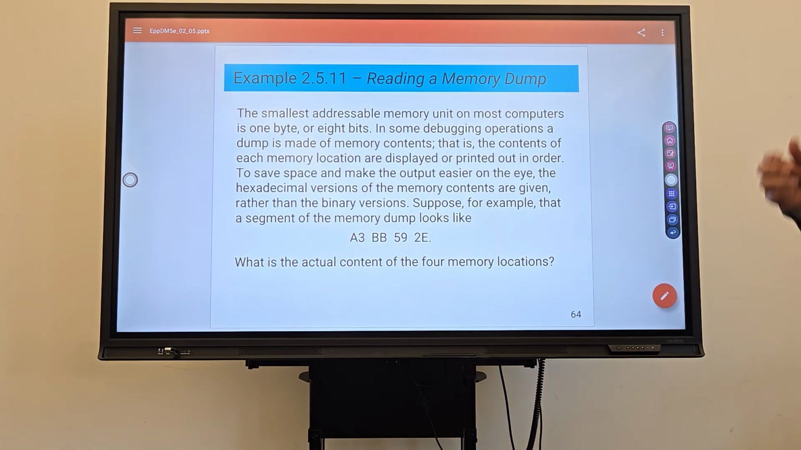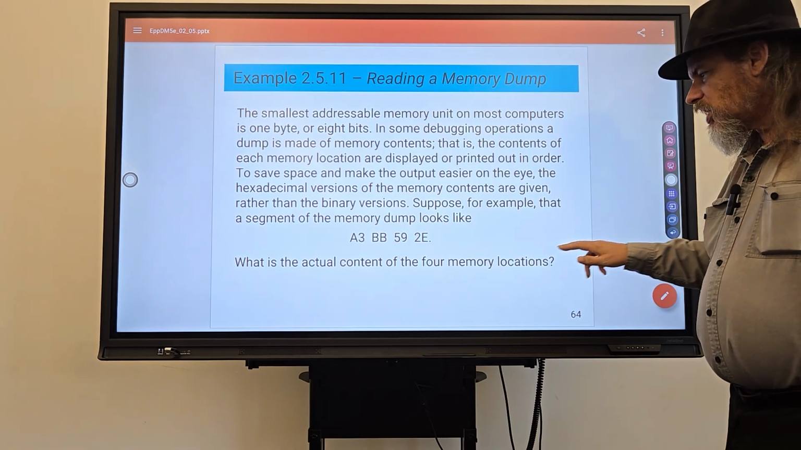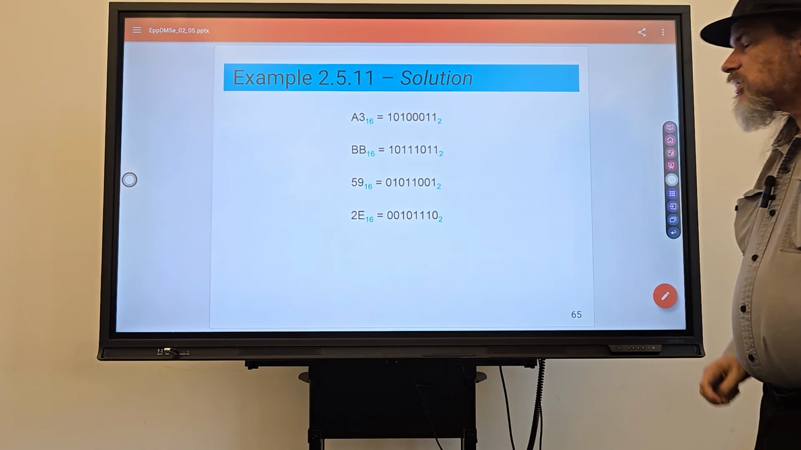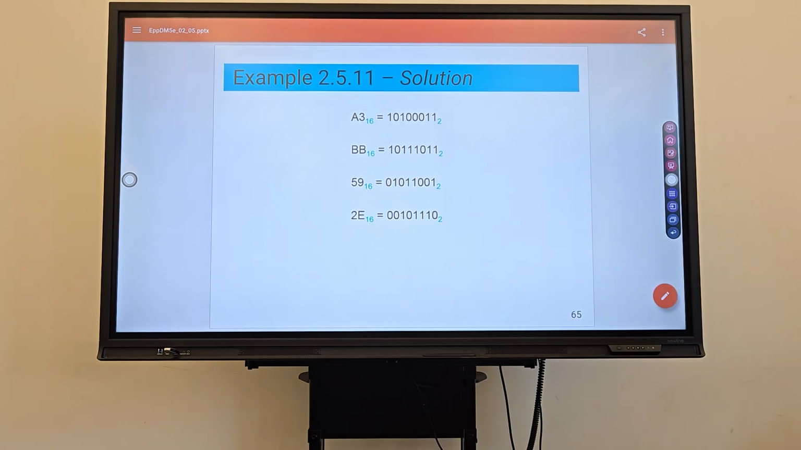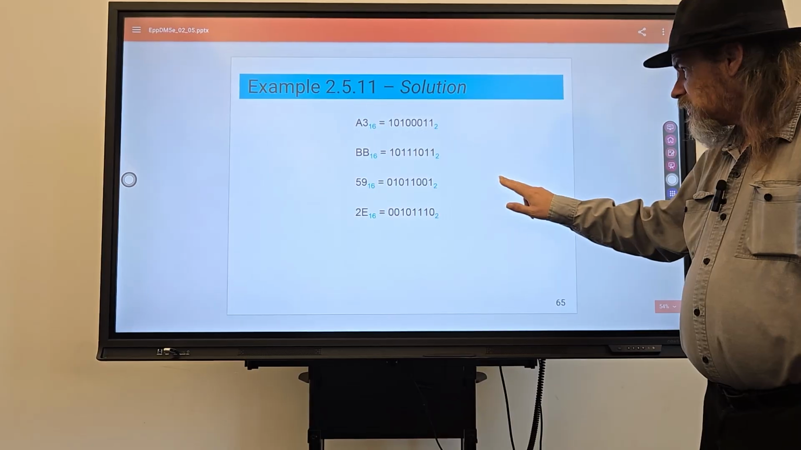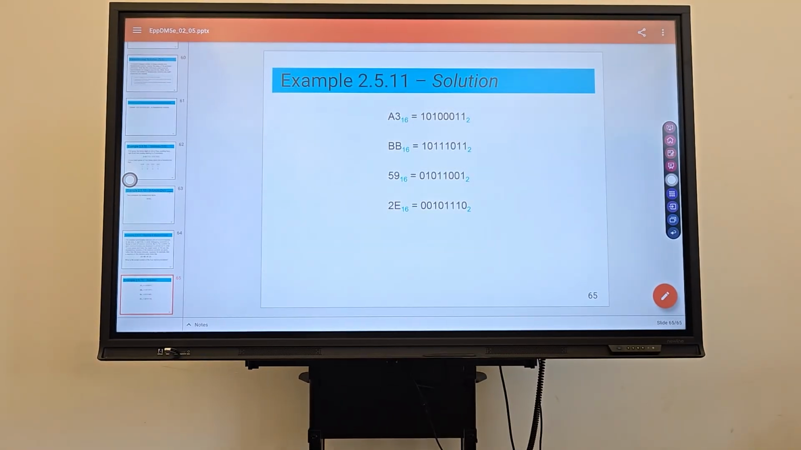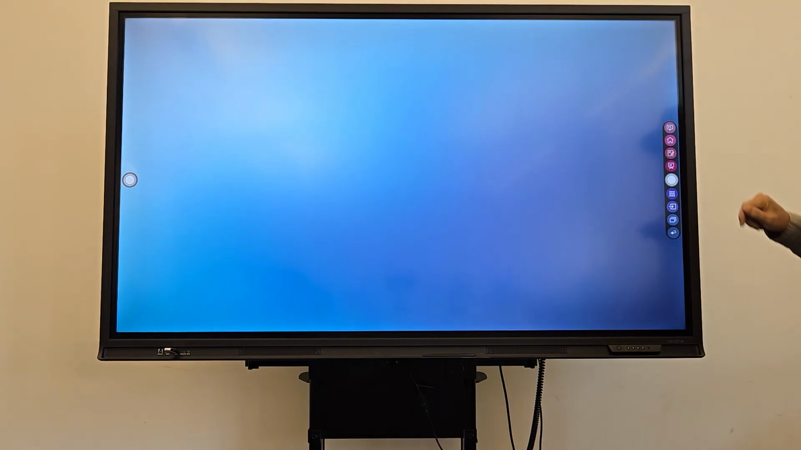What is the actual memory content of these 4 memory locations? Well, the binary representations, because the memory is in binary, not in hexadecimal. And I think that is it for chapter 2. All right, let's see what we can get started on in chapter 3.